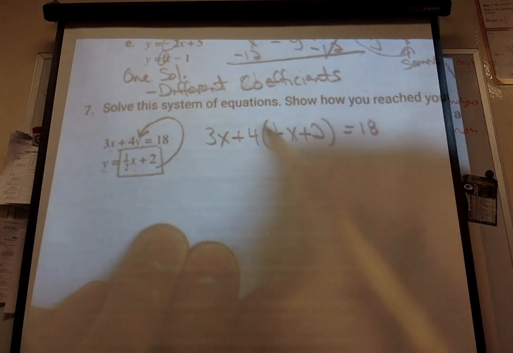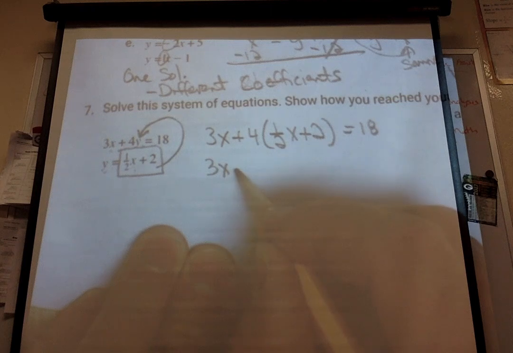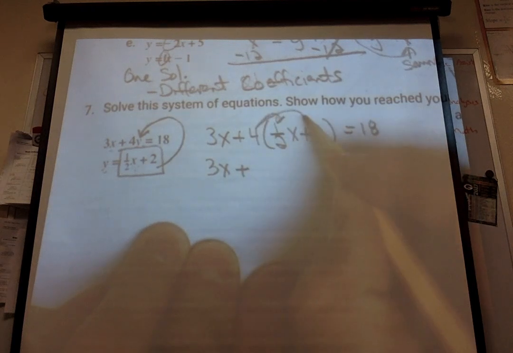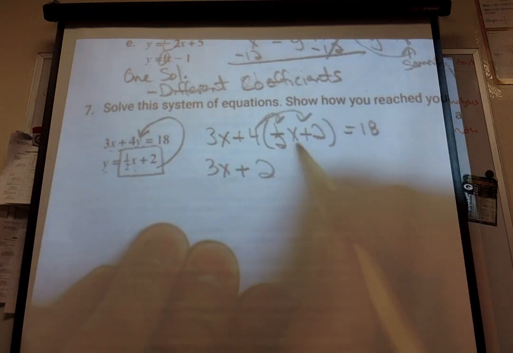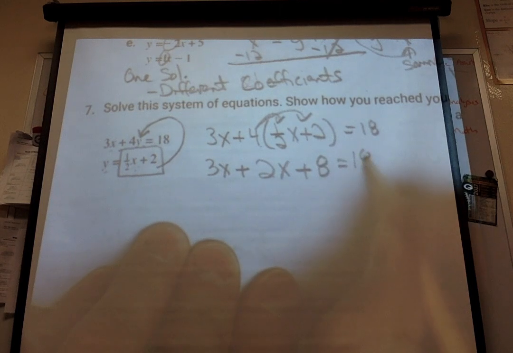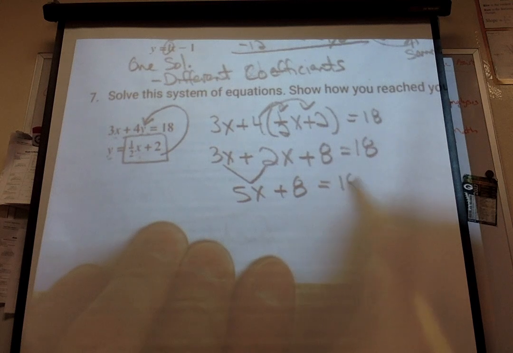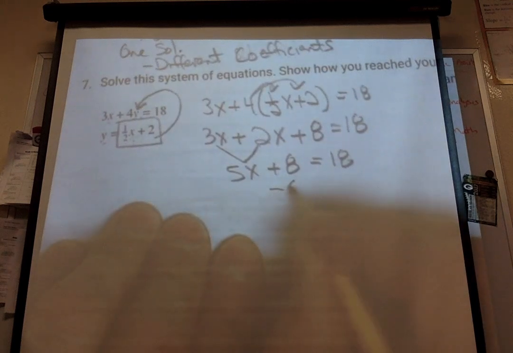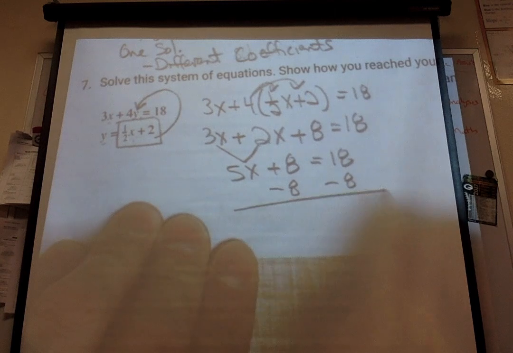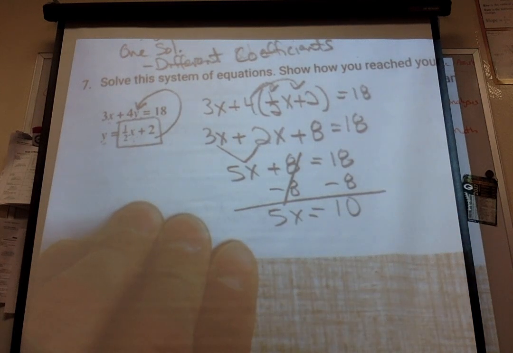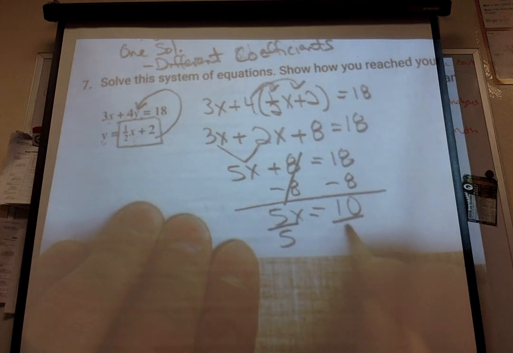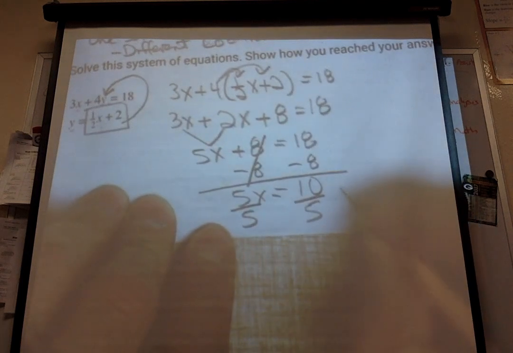So I want to clean this up now. There's nothing I can do with 3x, so that's the same. Plus, now I'm going to distribute. 4 times 1/2 is 2. We have the x, 2x. Plus, 4 times 2 is 8, equals 18. I'm going to clean this up. 3 and 2 is 5x, plus 8, equals 18. I'm going to subtract 8, subtract 8. So we have 5x, 8's are gone, equals 10. 18 minus 8 is 10. Divide by 5, divide by 5. So x will equal 2.